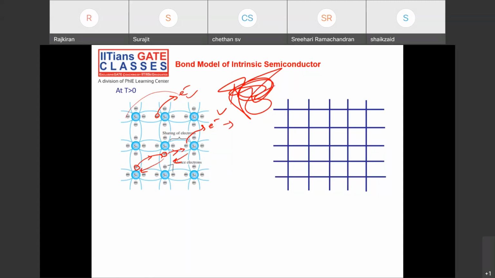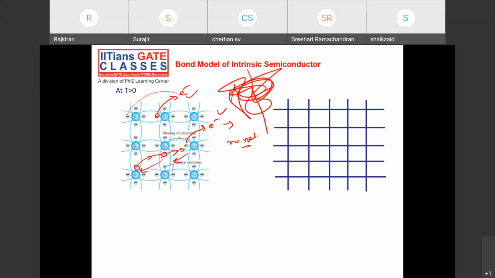Also, I told you that at equilibrium there is no net motion. In a particular cross section, the net motion will be 0. But if you apply a field, the external field directs the motion in a particular direction. That's why we get current. Even though the electrons are moving, we are not getting current because the motion is random. When we apply an external field, there is a net motion because the field pushes the electrons in a particular direction.